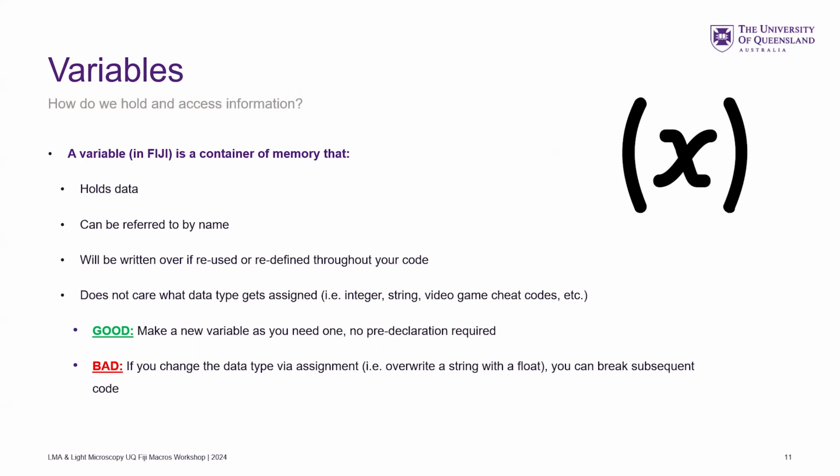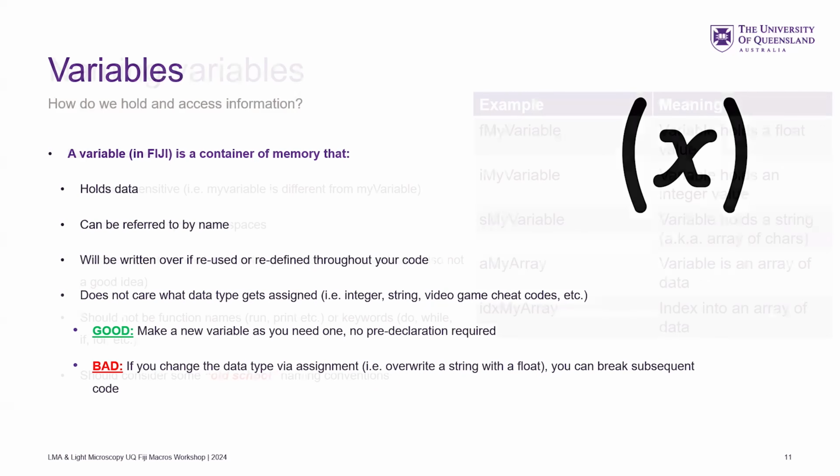Good practice is to make a new variable as you need one. Don't call a single variable temp, because if at one point temp is referring to the size of your median radius, and then all of a sudden you start giving it a file name, it's going to crash your code, because as we learn later, you have to stick to the same type, otherwise you'll break things. So that's the bad: don't change the data type via assignment. Don't override a string with a number or a number with a string, because that's going to break stuff.